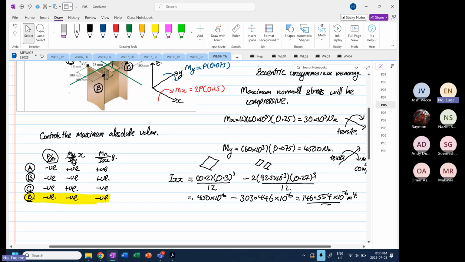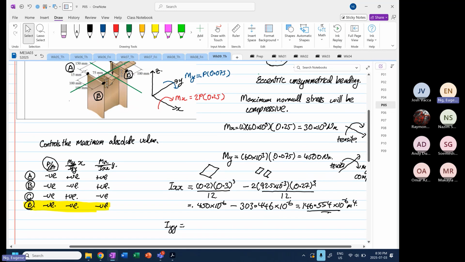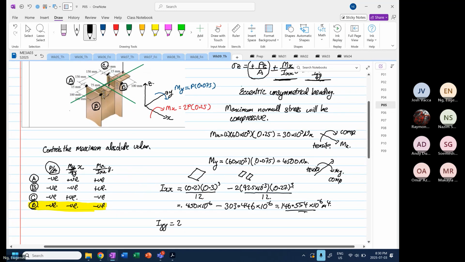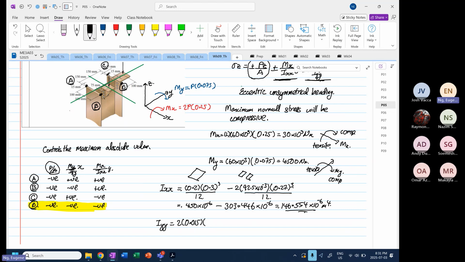Then we find our Iyy, right? So YY, so it's twice. The width is 15 or 0.015. And the depth is 0.2 cubed divided by 12. So that's the left and right pieces. I want to be sure that I got the right value. Okay, so Iyy, the width is equal to 300 minus 15 minus 15, 0.27. And the depth is 0.015 to the power 3 divided by 12.